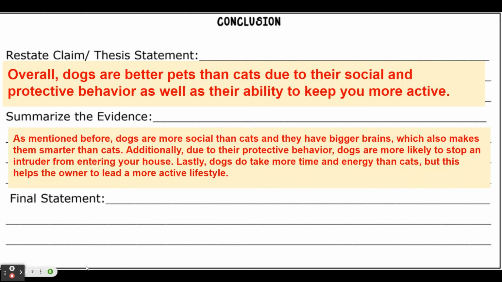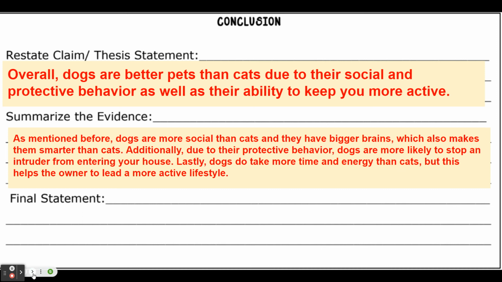You want to summarize your evidence. As mentioned before, dogs are more social than cats and they have bigger brains, which also makes them smarter than cats. Additionally, due to their protective behavior, dogs are more likely to stop an intruder from entering your house. Lastly, dogs do take more time and energy than cats, but this helps the owner to lead a more active lifestyle. All of this was covered in the whole paper before. You didn't see the whole paper, but that's summarizing the evidence. So what key details do you have? What can you summarize here in your conclusion?